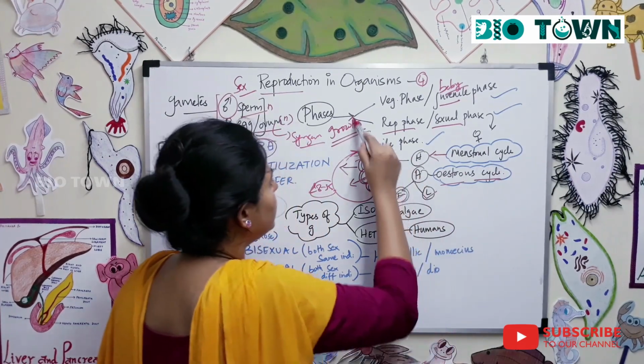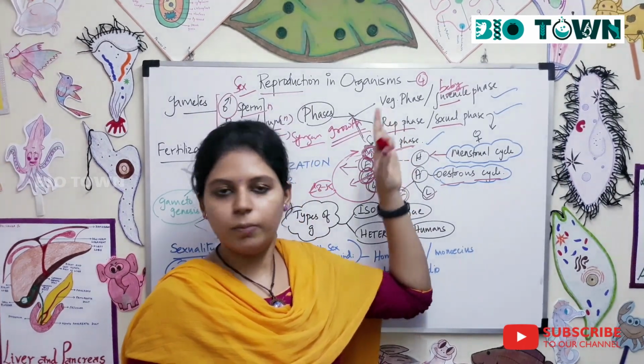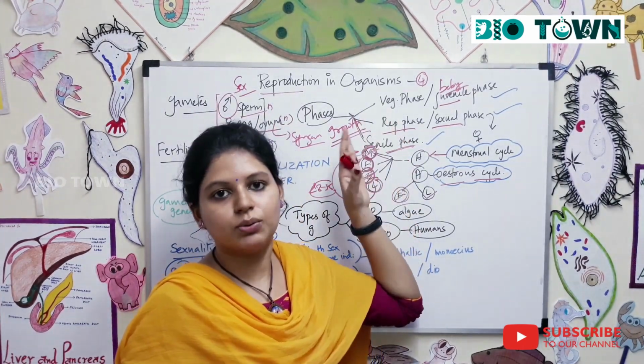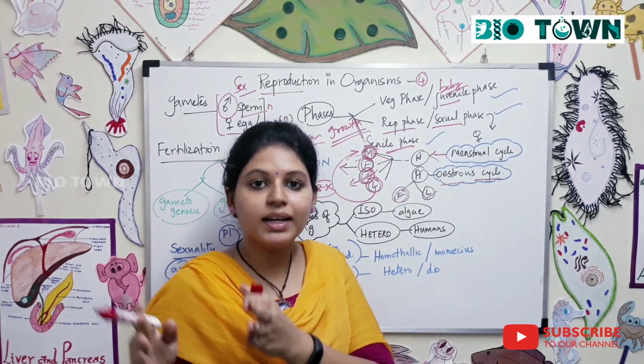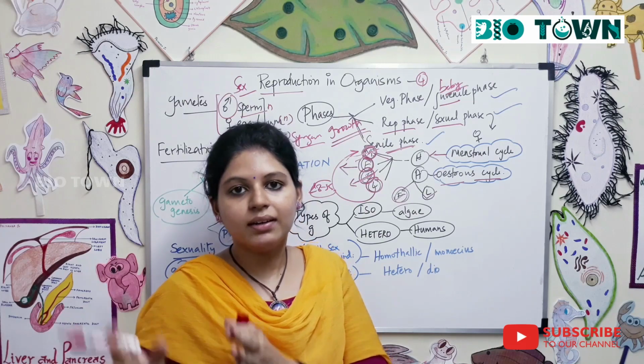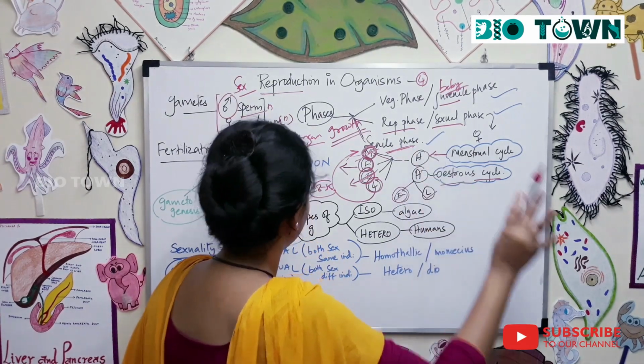And thirdly, we will talk about the senile phase. In the senile phase, there is no sexual reproduction, and it is almost the stage where they are nearing their lifespan, nearing one's death, and that you call as the senile phase.